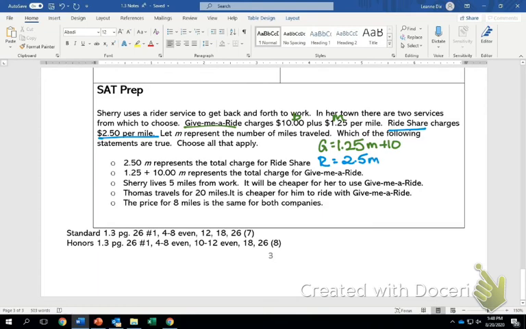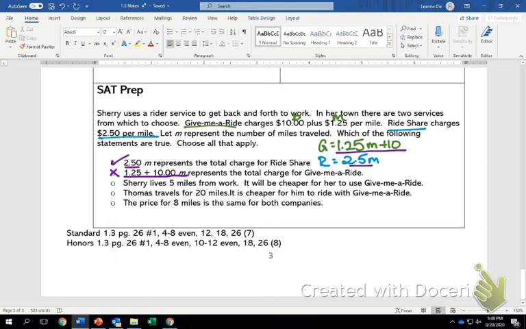So now that we have our equations, we can go ahead and check out the information that they give us, so that we can select all that apply. The first one says 2.50 M represents the total charge for the rideshare. So if we look over here, 2.50 M, and then over here, they match, and so we would say, yes, this is true. The next one says 1.25 plus 10 M represents the total charge for Give Me a Ride. Well, if I look over here on the right, I actually see that the M, the variable, has moved around, and so this one is not true.